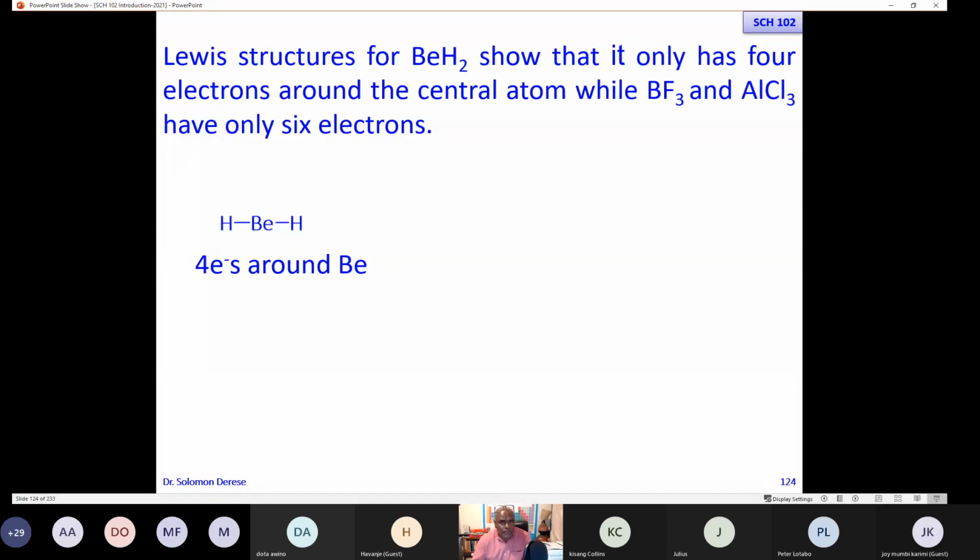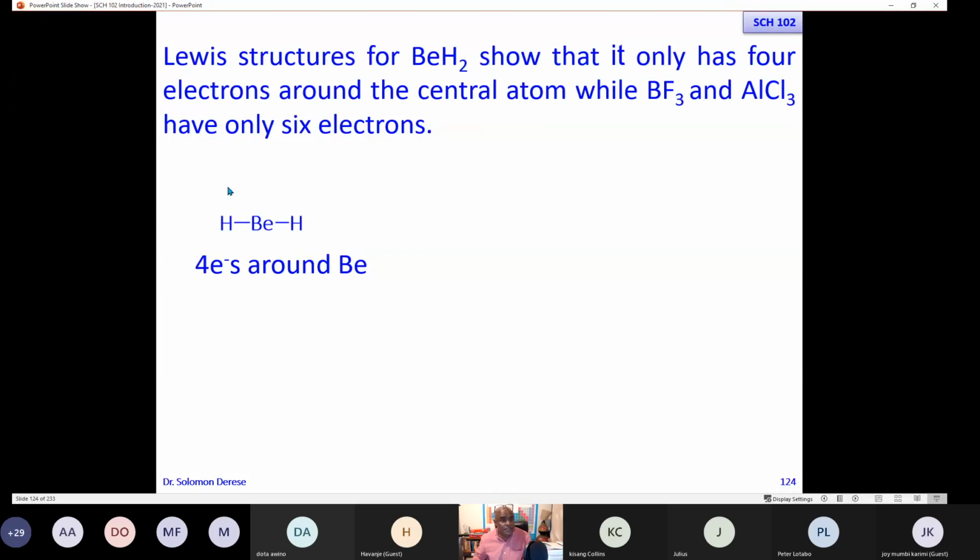We do not have enough electrons to provide the 8 electrons beryllium would want if it wants to be stable like that of carbon, nitrogen, oxygen, and the halogens. We do not have the electrons that are required to put 8 electrons around the beryllium. We only have 4 electrons.